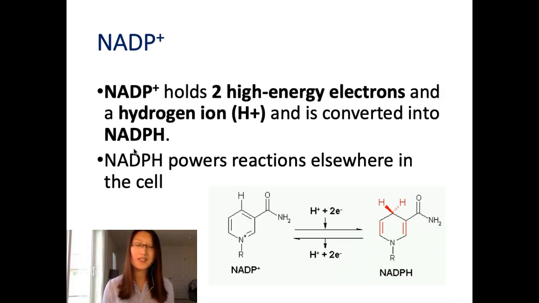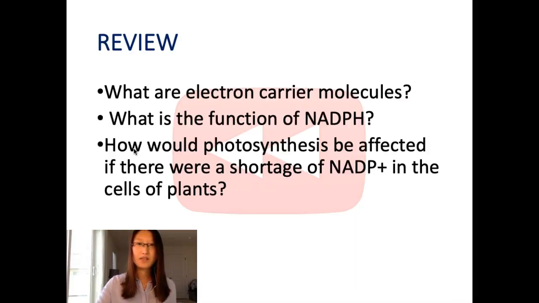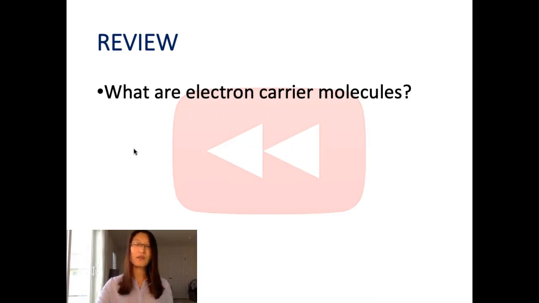So what it really does is that, let's take a look at the review and then we'll talk about NADPH and what it does again. What are electron carrier molecules? They carry high energy electrons so that those high energy electrons can be used in reactions elsewhere.